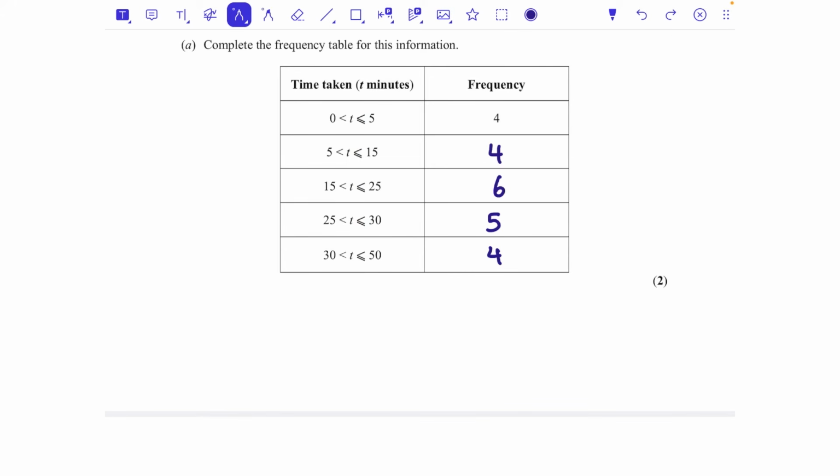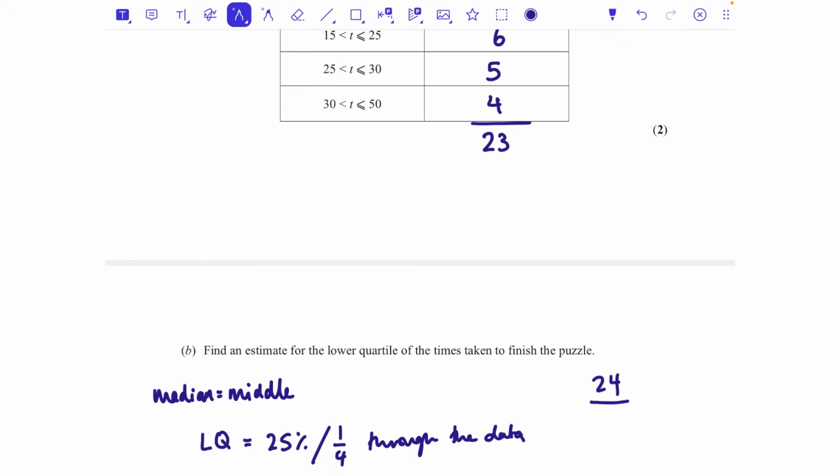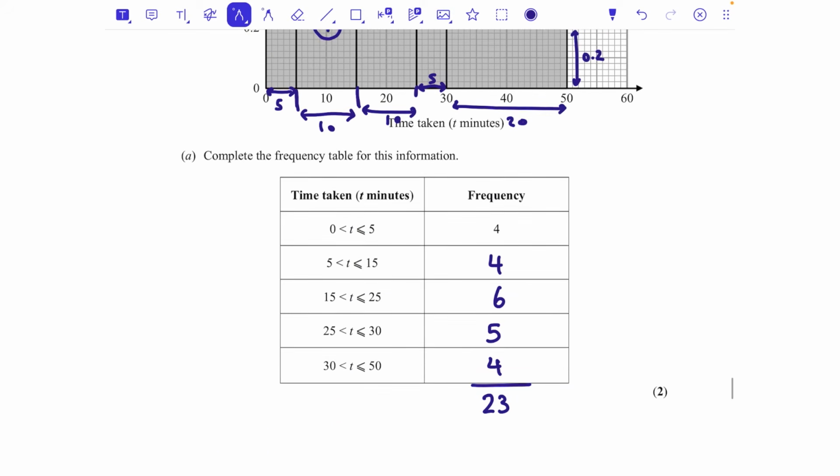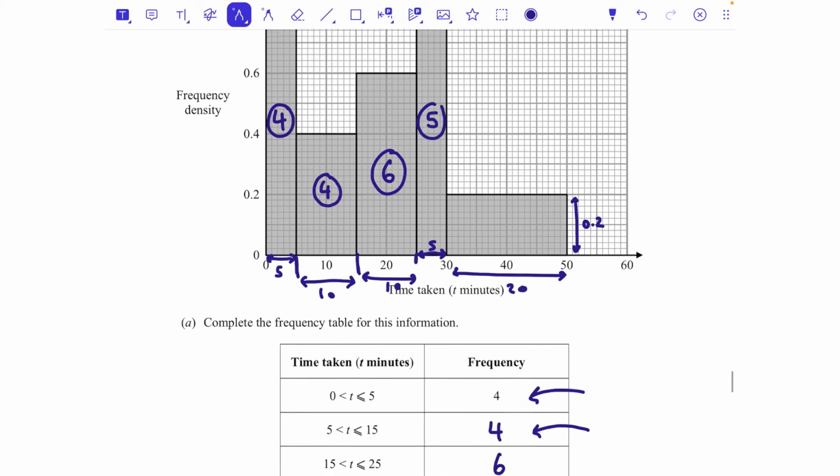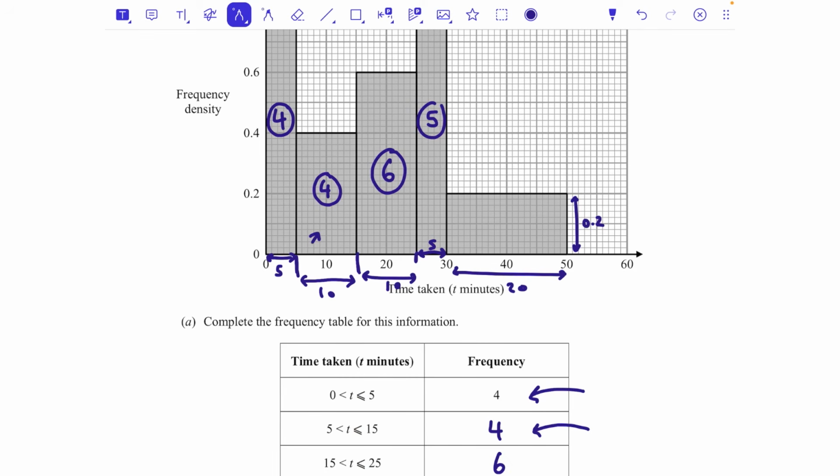There are 4, 8, 14, 19, 23 people. So if I add 1, that's 24, divided by 4, which means the 6th person is a quarter of the way through. So where is the 6th person? Well, the first 4 people are in this category. And so the 6th person is in the middle of this category. They're the second person into that category. So what we're going to do is go this category and we're going to go halfway through it. And that means that we are looking here, bang in the middle of that category.